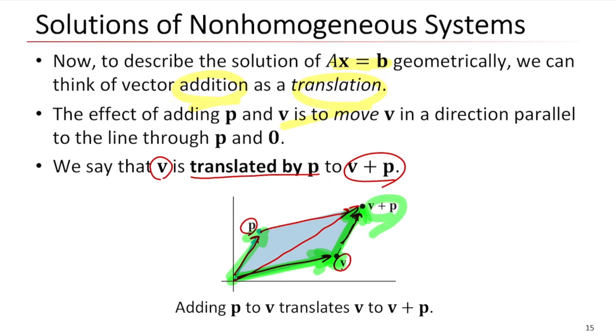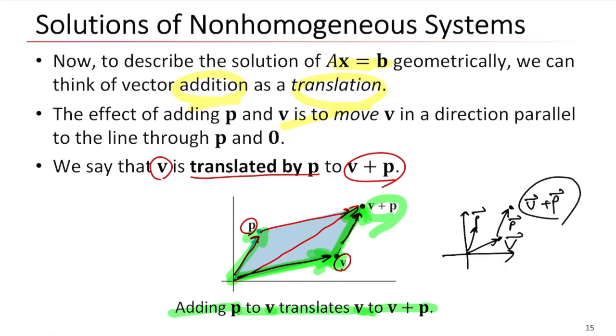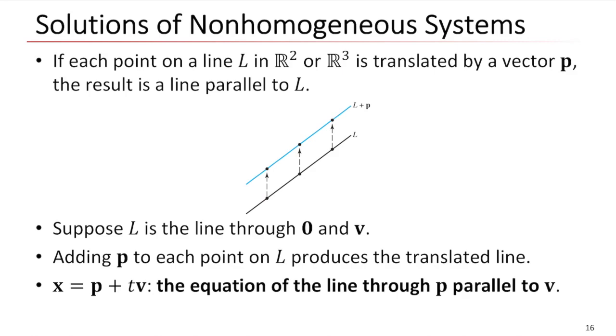In this case, adding p to v translates v to v plus p. This is very intuitive, right? If we have any vector like this, let's say this is v, and we have a vector p like this, then we can just move this vector v by the same vector p to v plus p, right?